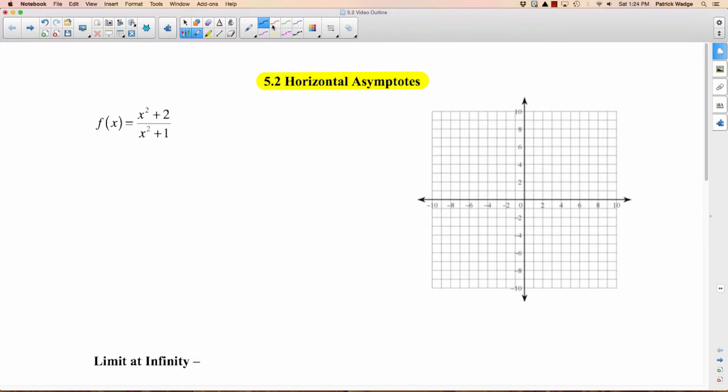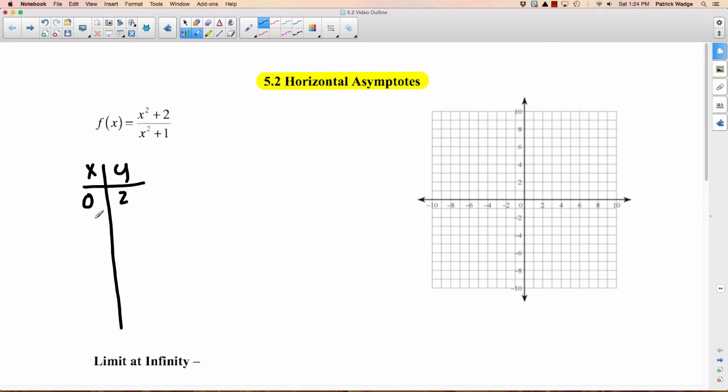Let's do that now. Let's graph it, and let's graph it by doing a table of values. So a good value to use to start probably is 0. So we'll put 0 in there. 0 squared is 0 plus 2 is 2. 0 squared is 0 plus 1 is 1. 2 over 1 is 2.